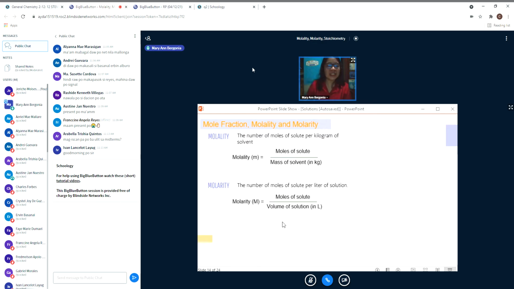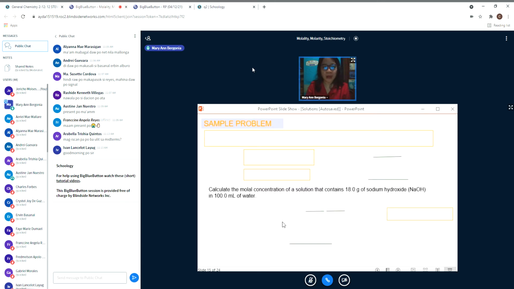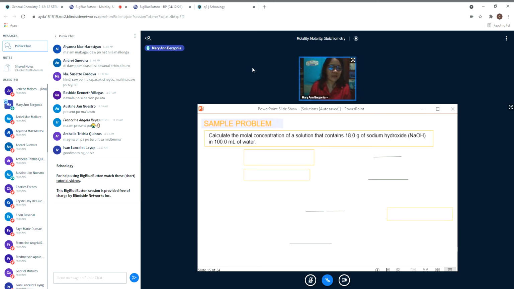So para mas madali nating maintindihan, let us apply this into a sample problem. Pakibasa nga po sample problem number 1, Ivan. Calculate the molar concentration of a solution that contains 18 grams of sodium hydroxide in 100 ml of water.